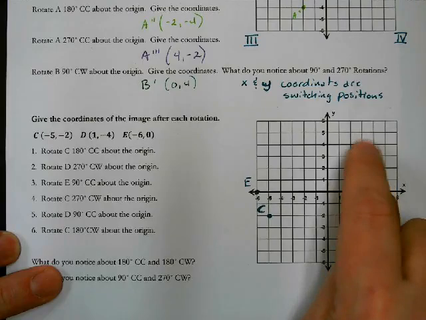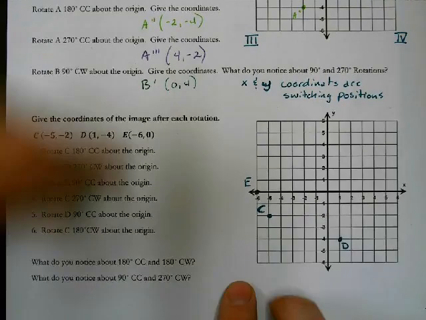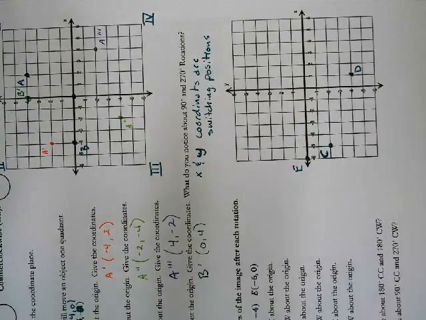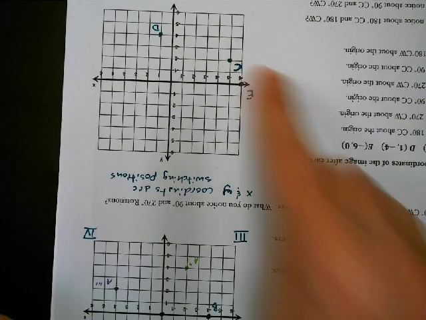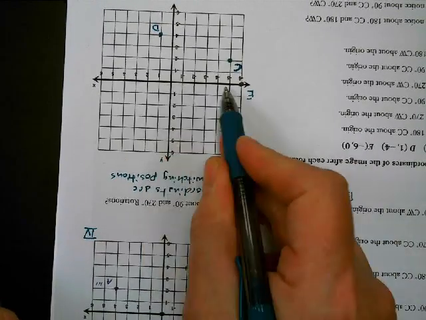Let's see if that happens. 90 degrees, 180 degrees. Yes, it does end up in that quadrant. It shows up at 5, 2. All right, new point is 5, 2.